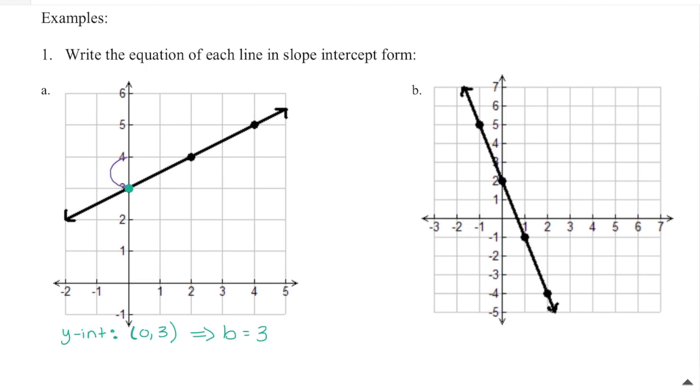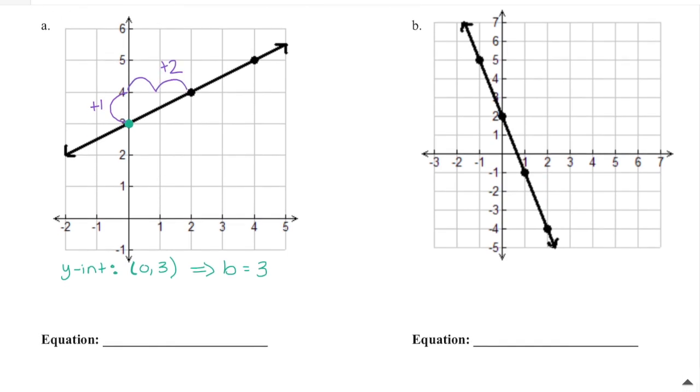I can then find my slope. How do I get from one point to the next point? Well, I can go up 1 and right 2. Both of those are positive movements, so my slope is rise over run 1 over 2. When I put that in slope-intercept form, I'm going to have y equals my slope, which is 1/2, times x, plus my y-intercept, which is 3. And that's my equation for this line that is graphed above.